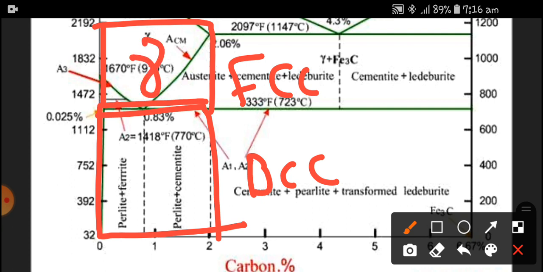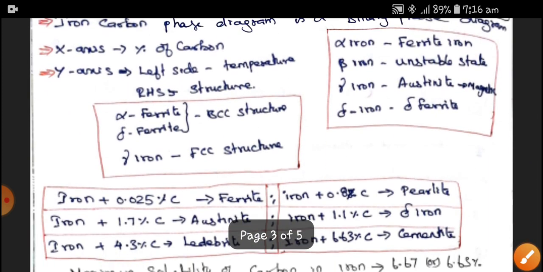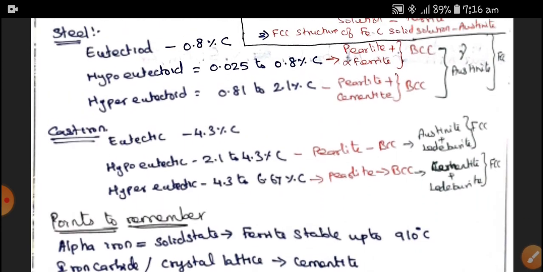This is in the alpha phase. This is in the gamma phase. This is in the alpha phase. Okay, so this is the thing that is illustrated.